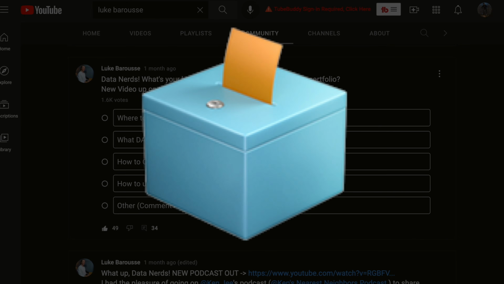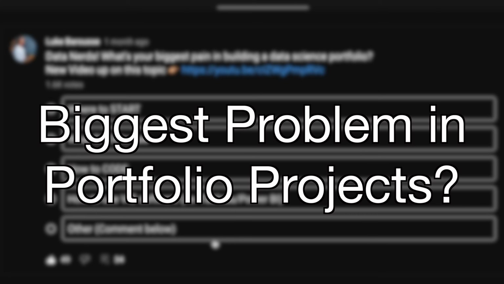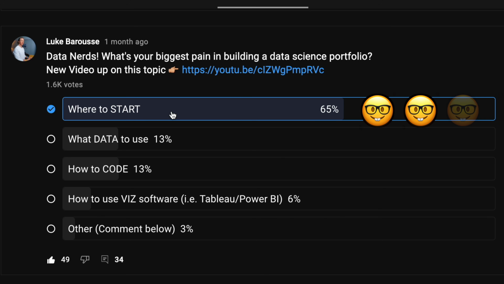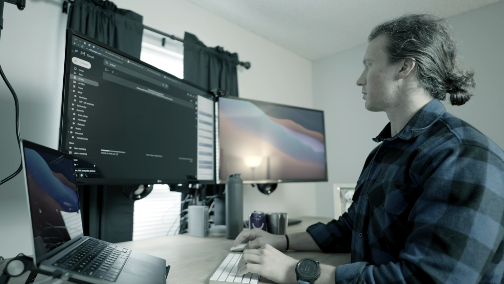Data nerds, I polled you to find out what is your biggest problem in starting a portfolio project. The results were shocking. 2 out of 3 responded that they didn't know where to start this process. Time and time again, I see people fall into the same trap.